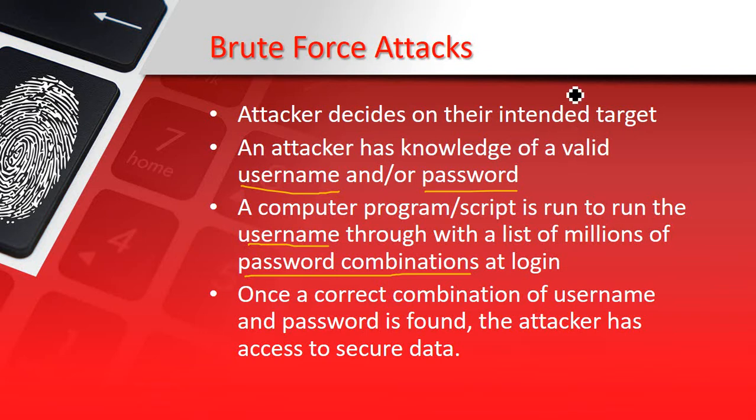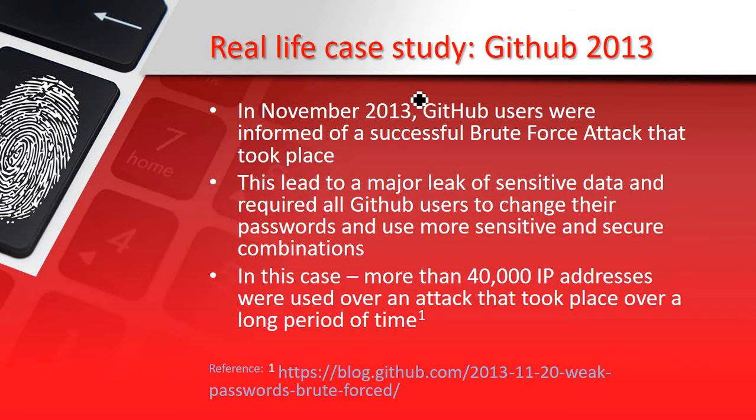So in brute force attacks, an attacker decides on intended targets. For instance, that could be a login form. An attacker has knowledge of one valid piece of information, so it's just one piece that they need. That could, for instance, be a valid password or a valid username. A computer program script is used to automate that valid username or password through with millions of username or password combinations that log in. Once a correct combination of user and password is found, the attacker has access to secure data.